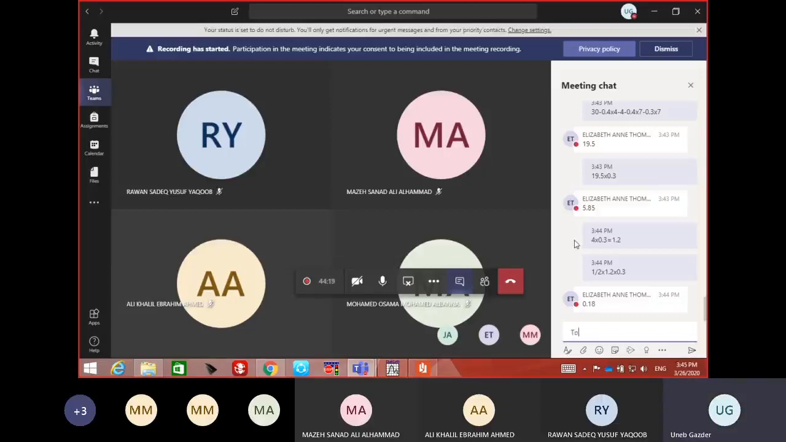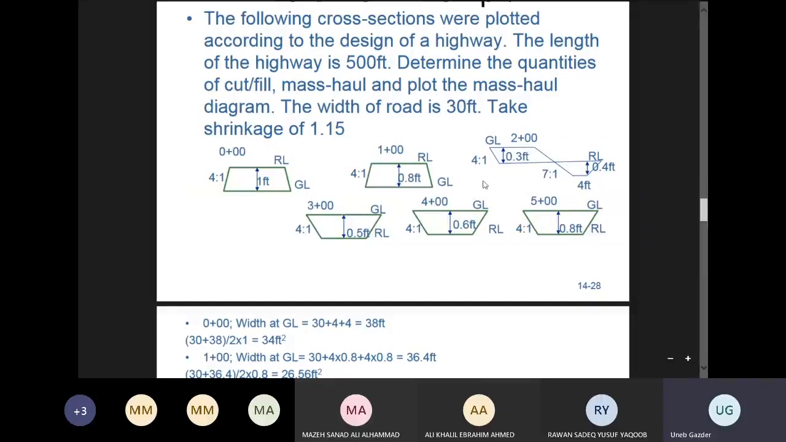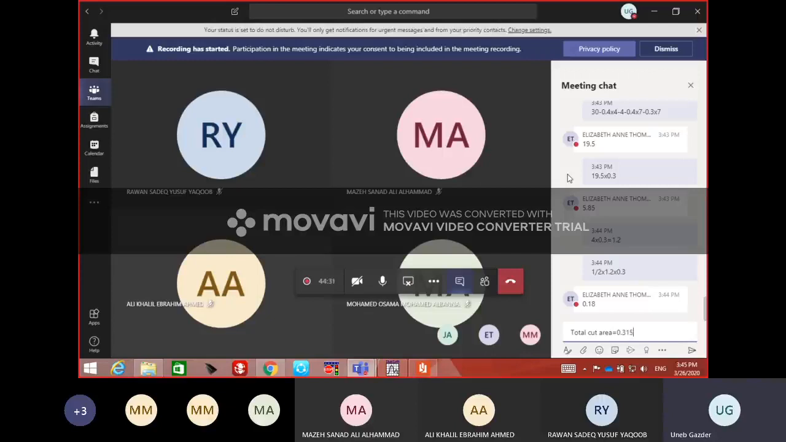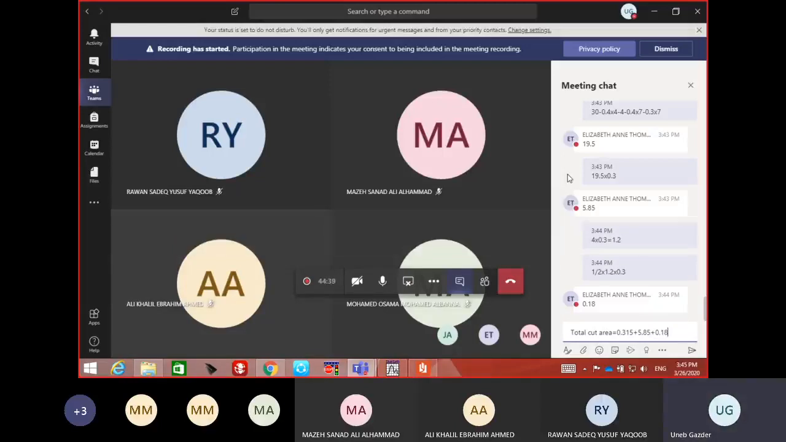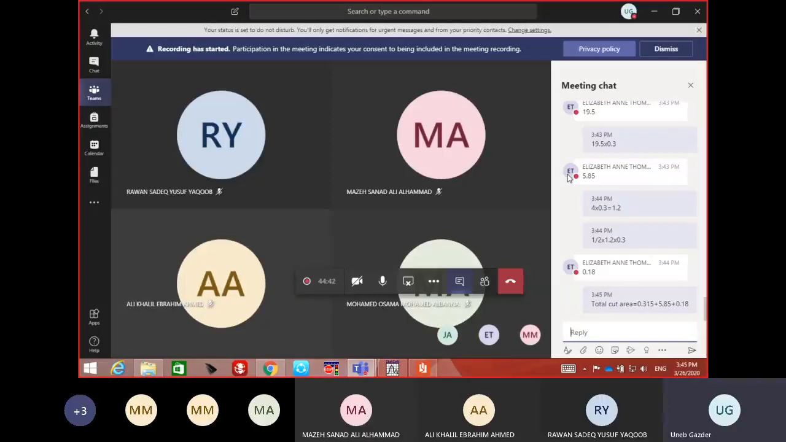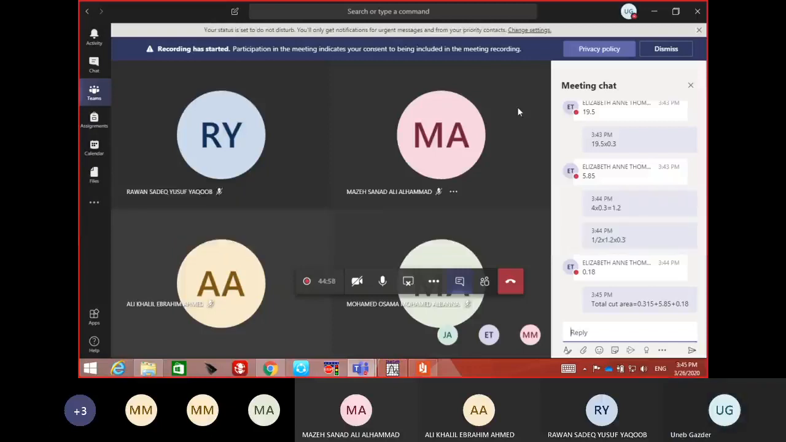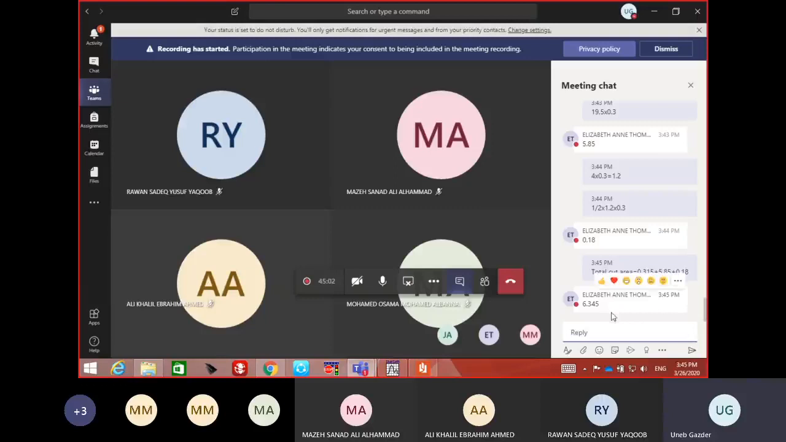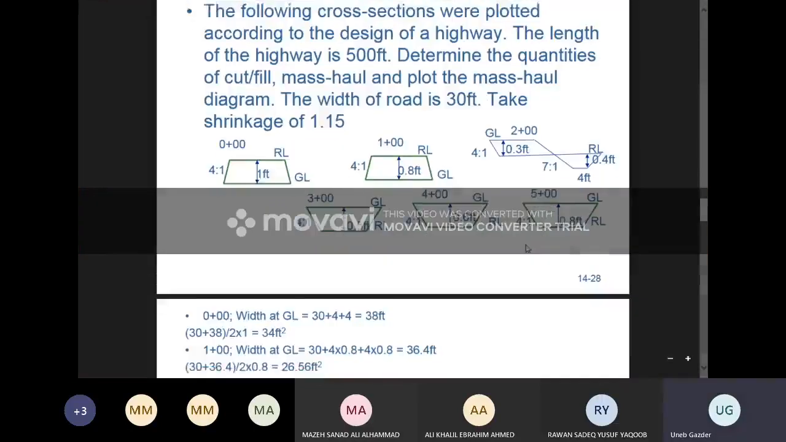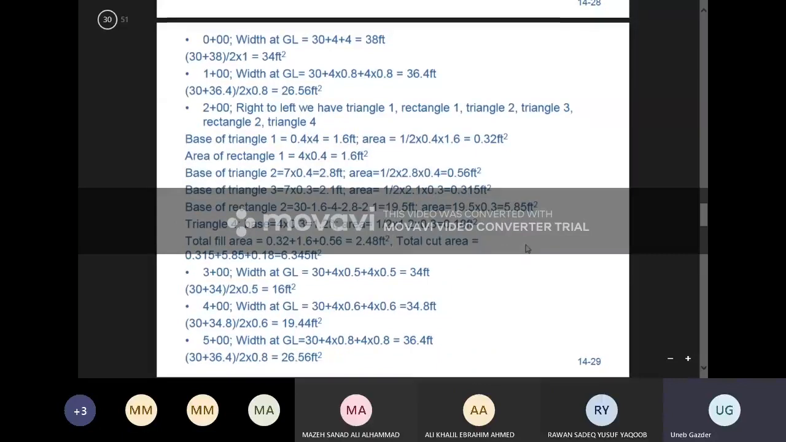Okay, so the total cut area now will be the area of this triangle plus this rectangle plus this triangle. Okay, so the first triangle was 0.315, and then the rectangle was 5.85, and the last triangle was 0.18. Okay, so total is how much? Total cut area is calculated. So this is the total cut area, and we already calculated the total fill area. Okay, coming back here. So I've already done the calculation in the slide as well, later on, if you want to have a look at it.